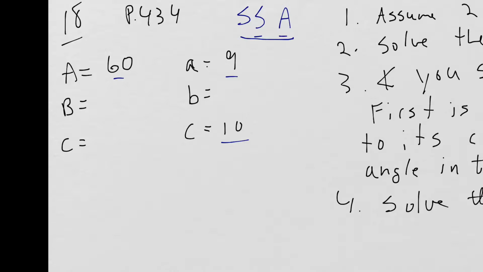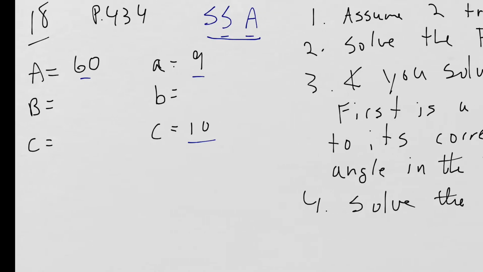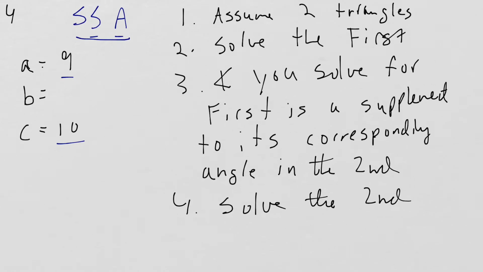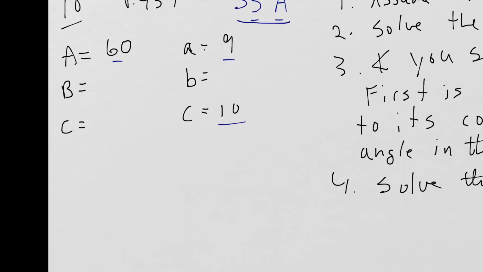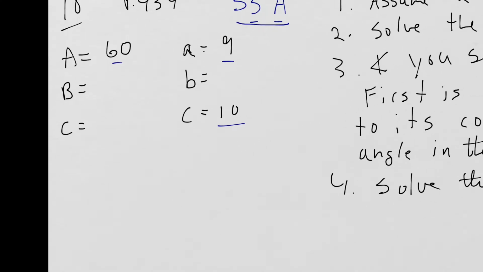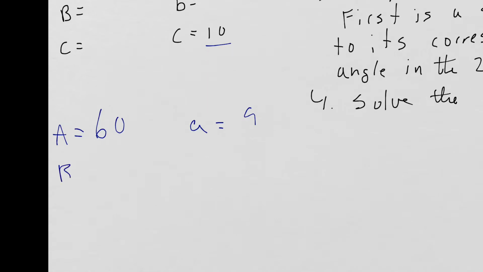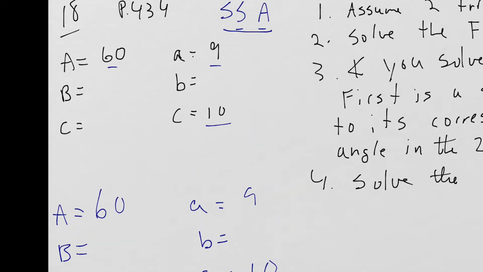I have 4 steps that are right there for you. I wrote them down here. The first step says assume 2 triangles. So what does that mean? That means I write down, angle A is also going to be 60 in the second triangle. Side A is also going to be 9. Angle B we don't know. Angle C we don't know. Side B we don't know. Side C is 10.